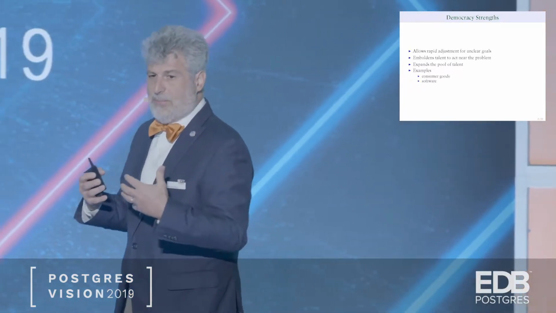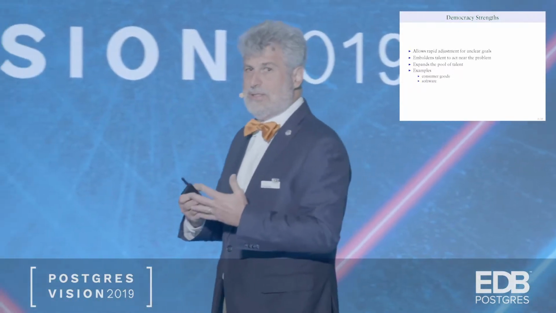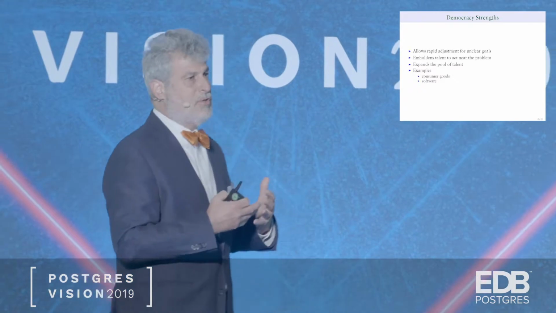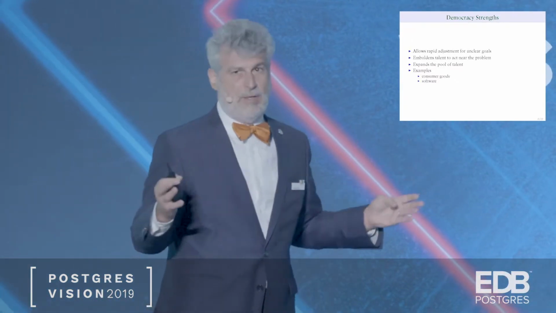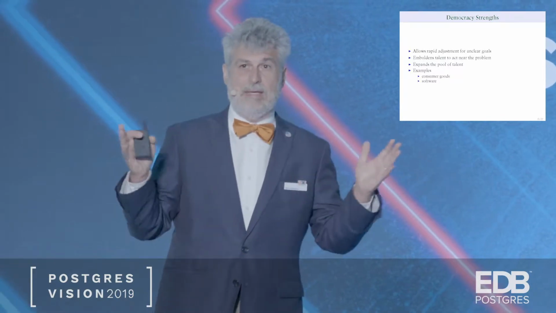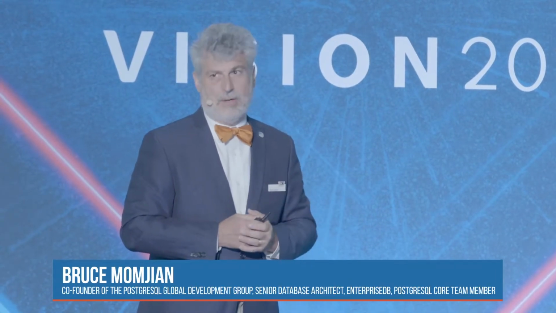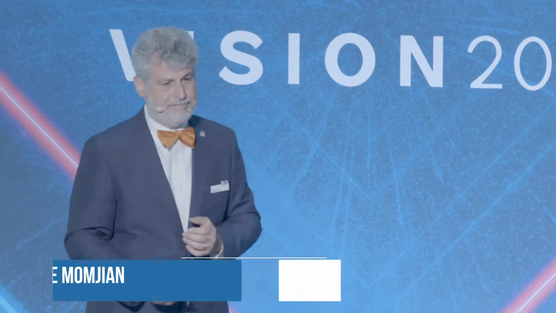Examples of democratic strengths would be consumer goods and software. Consumer goods and software are two areas that, for example, the Soviet Union always had trouble with. They had no trouble with military and space. They did really well because that was a clear goal. But with things like consumer goods and software, where you're not sure what the solution is every day and you have to adjust all the time, autocratic strengths are never really going to work there, okay?